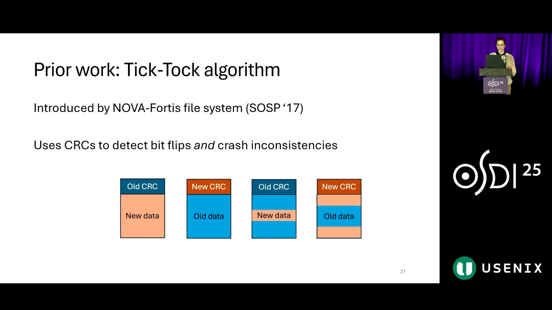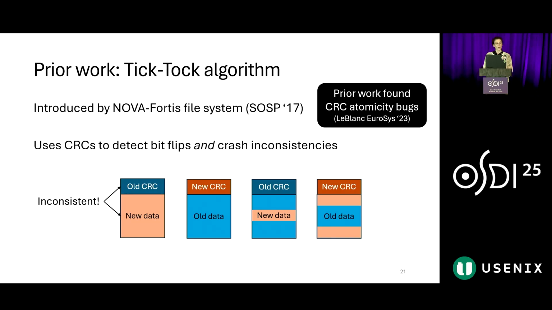So in Nova Fortis, with their tick-tock implementation, when we attempt to read any of these inconsistent crash states we could end up in, the CRC check will tell us that something went wrong, and then we'll fall back to a replica of that data structure that hopefully has not been corrupted. This is a reasonable approach, although some of our prior work on testing persistent memory file systems found that it is hard to do in practice, and Nova Fortis had a couple of CRC-related atomicity bugs.